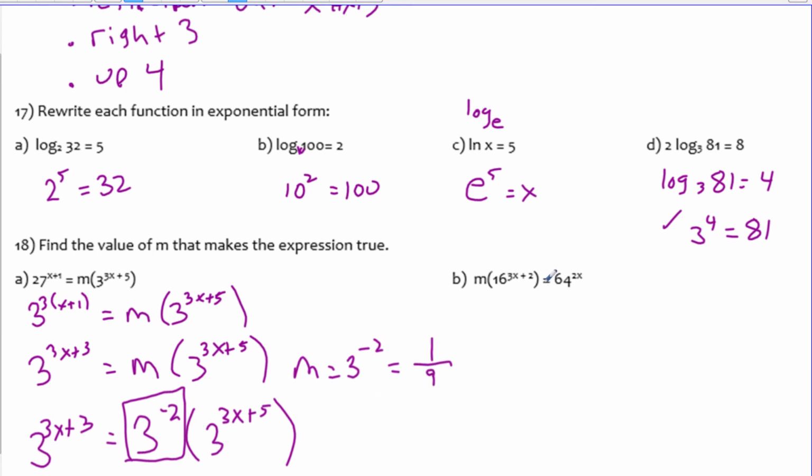Okay? I'm not going to do letter B because letter B is, again, exactly the same as letter A. You just need to turn them both into base 4, okay? And then you can perform the same operation, pick an m value so that the left-hand side and the right-hand side will be the same.